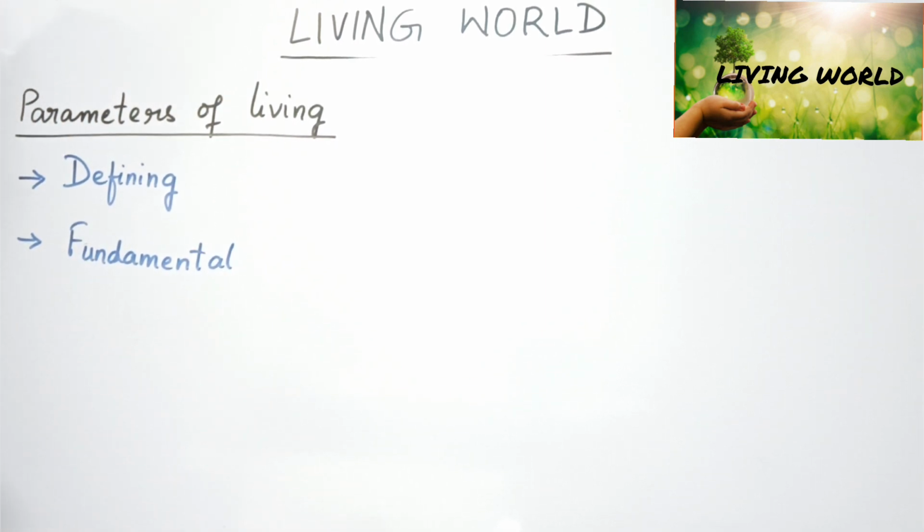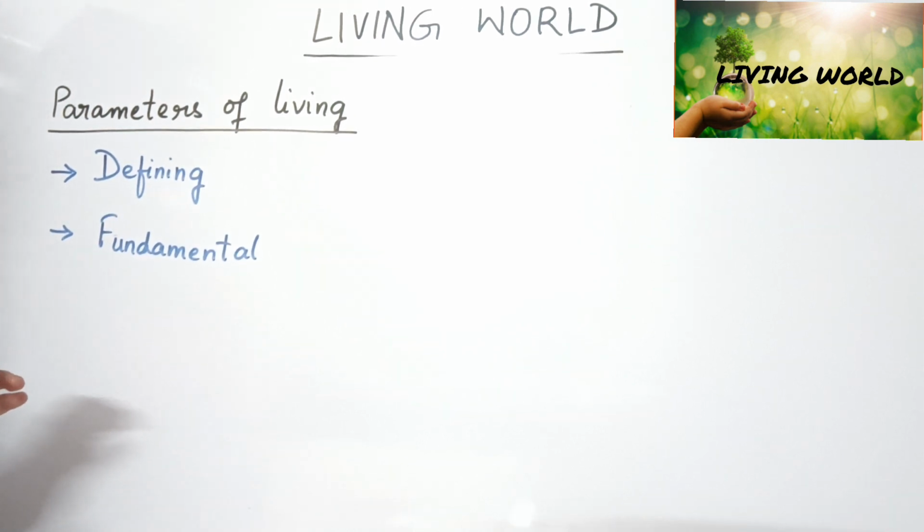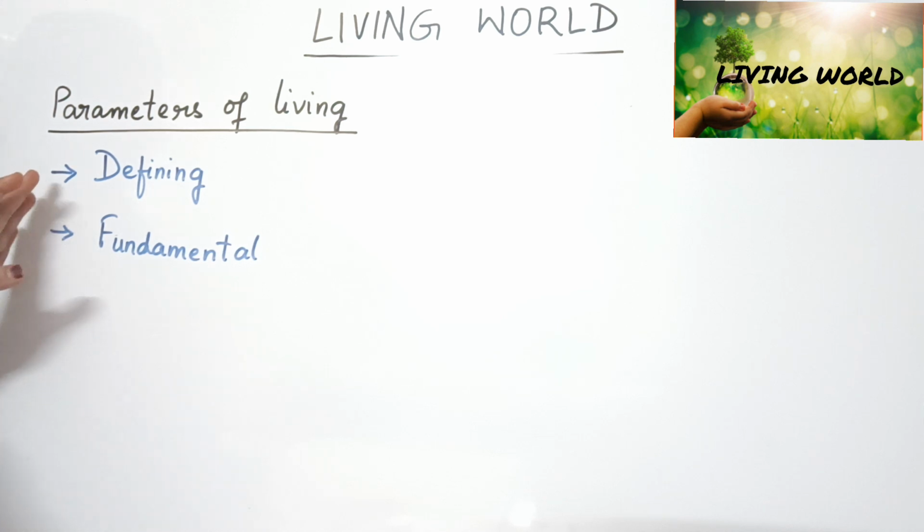We can say that there are two fundamental parameters: the first one is defining parameters and then fundamental parameters. In all the living organisms, the defining parameters will be present, with no exceptions. For example, all the living organisms exhibit characters like growth, reproduction, ability to respond, self-replication, metabolism, etc. They are exhibited by all living organisms, with no exceptions.